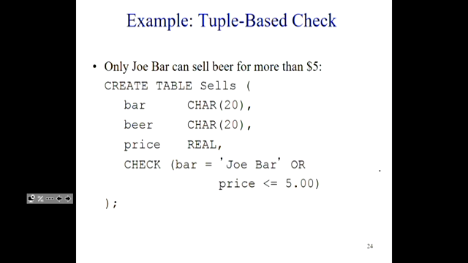So here's an example of a tuple-based check. Let's say I have a condition that only Joe's Bar can sell beer for more than $5. I simply list a tuple-based check at the end saying bar is equal to Joe's Bar or price is less than or equal to 5. So this is a general form of constraint.